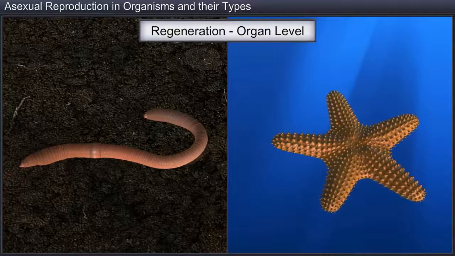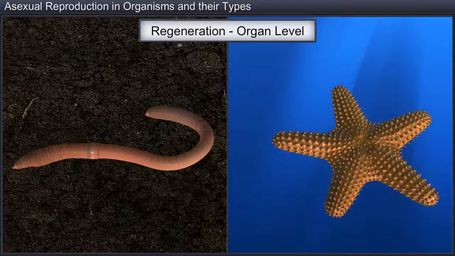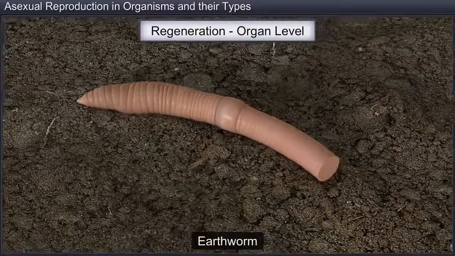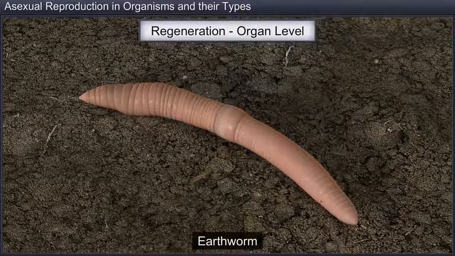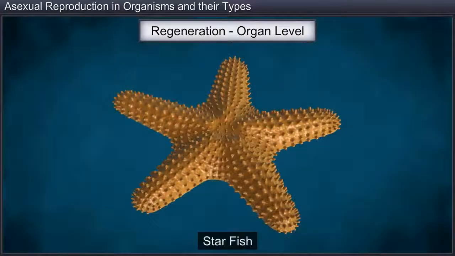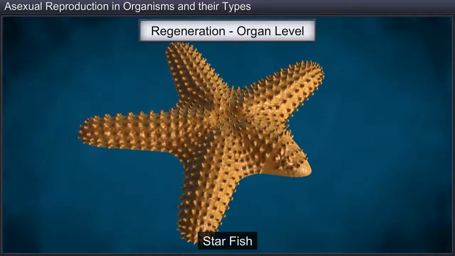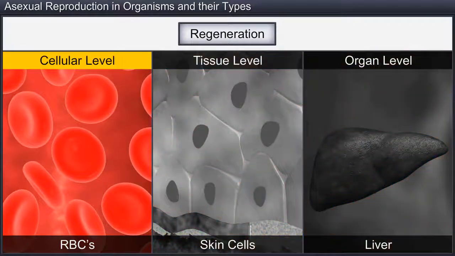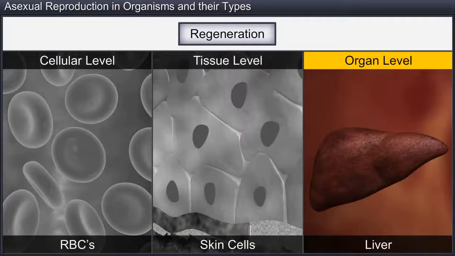The organ level of regeneration is observed in animals like the earthworm and starfish. The earthworm can regenerate the posterior regions of its body when cut into 2 parts, while a starfish can regenerate a lost arm. Even in humans, regeneration can occur at the cellular, tissue, and organ levels.